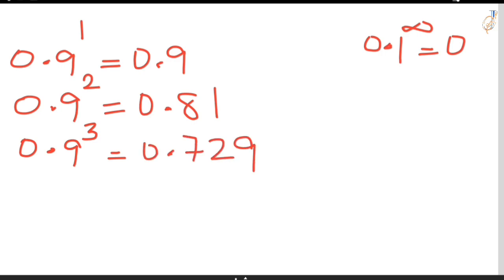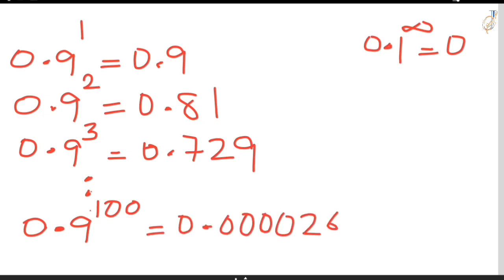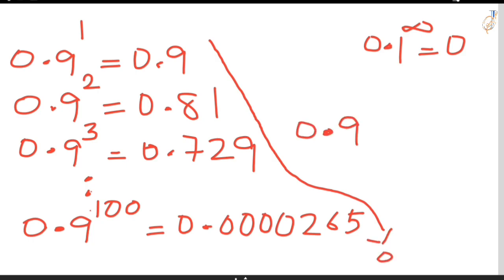0.729. If you continue like this, then 0.9 raised to the power of 100, the value is 0.00002656. See, here also it is getting smaller and approaches 0, isn't it? So we can say that 0.9 to the power of infinity is equal to 0.